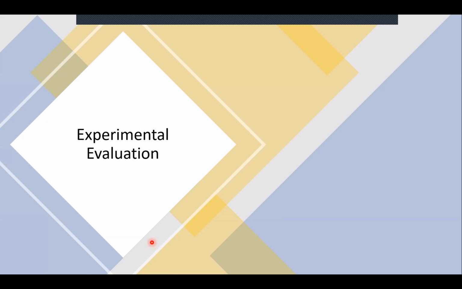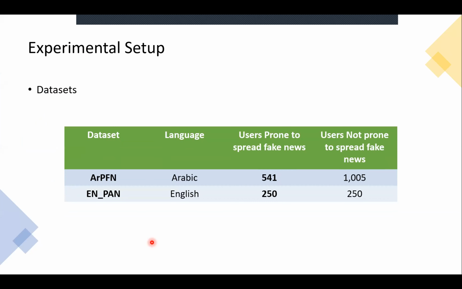Okay, so I will go through our experimental evaluation. I will first explain the experimental setup, and I will go through the 3 main research questions in our work. So these are the datasets that we have used in our work. First, of course, we used the Arabic dataset that we created here. We abbreviated it as ARPFN. The second dataset that was used was the English dataset, which was used in the author profiling task at PAN, where they attempt to find users keen to spread fake news or not. You can see here that the English dataset is balanced, whereas the Arabic dataset is not balanced.